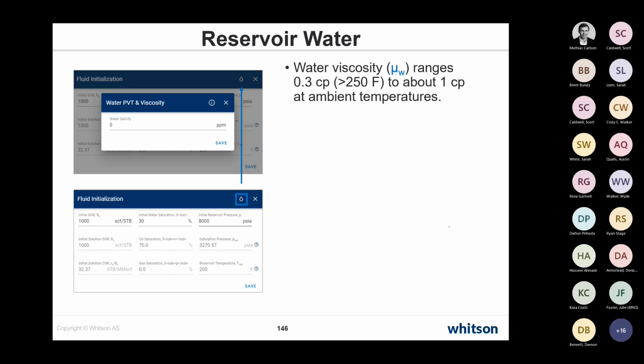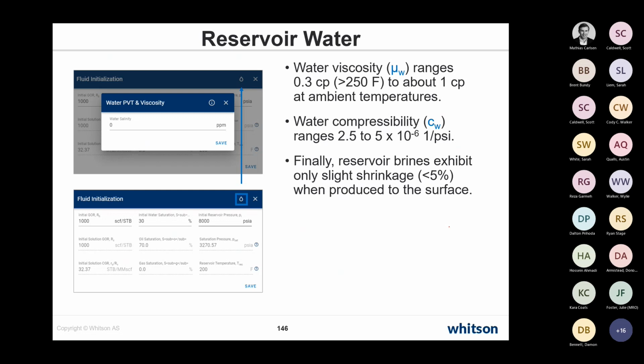One of those things is that the water viscosity typically ranges from 0.3 centipoise to maybe 1 centipoise, depending on the temperature. If it's very high temperature, it can be probably down to 0.3. Then as you go up to ambient temperatures, you can reach probably 1 centipoise. The compressibility of water, it's not very compressible. So that's between 2.5 to 5, 10 to the minus 6, and then just 1 over psi as the unit. It doesn't really shrink much, very low shrinkage when it's produced to surface.